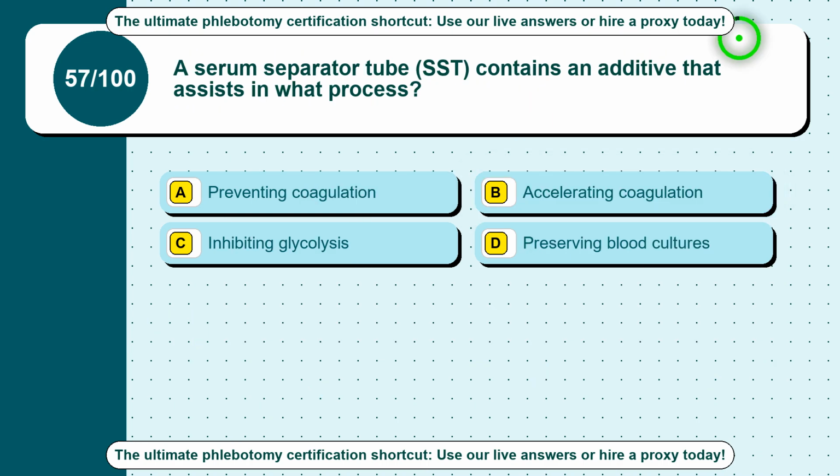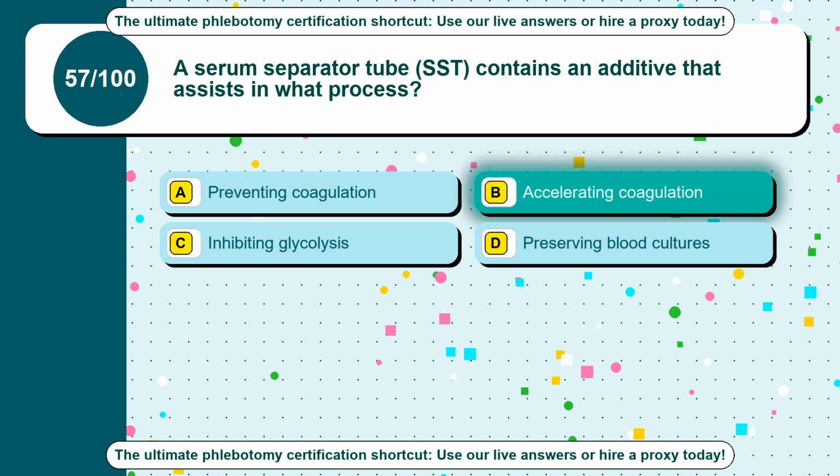Question 57. A serum separator tube, SST, contains an additive that assists in what process? Option A, preventing coagulation. Option B, accelerating coagulation. Option C, inhibiting glycolysis. Option D, preserving blood cultures.